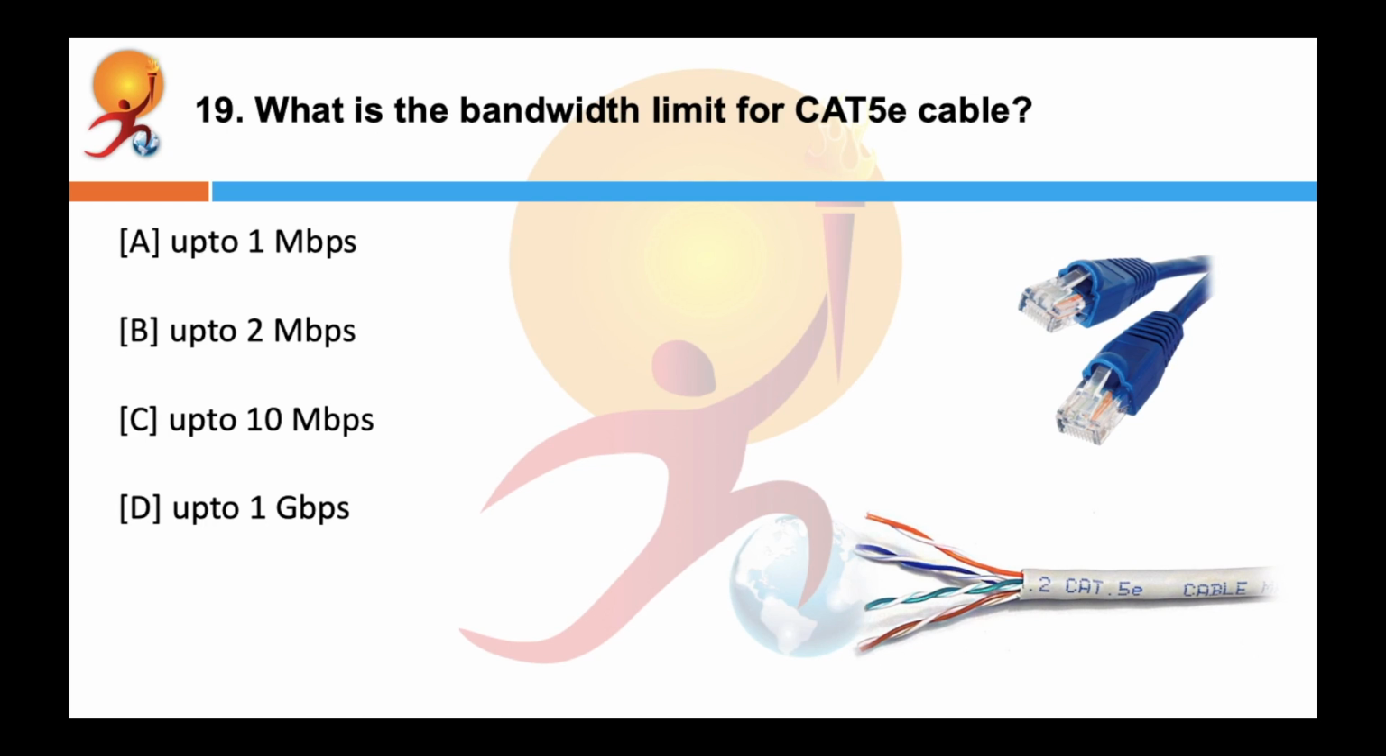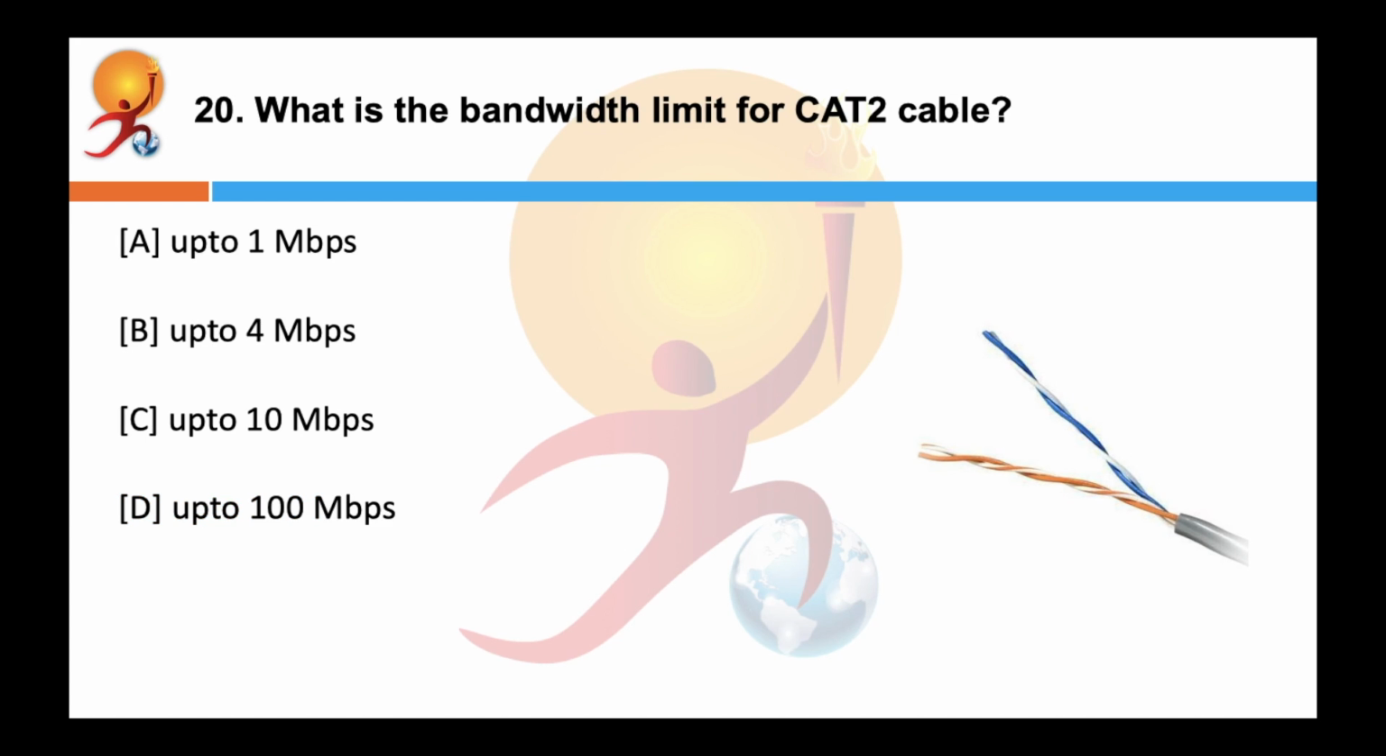What is the bandwidth limit for Cat5e cable? Correct answer being up to 1 Gbps, that is 1 gigabit per second. It was made as an improvement over Cat5 cables which can support data transmission up to 100 Mbps.